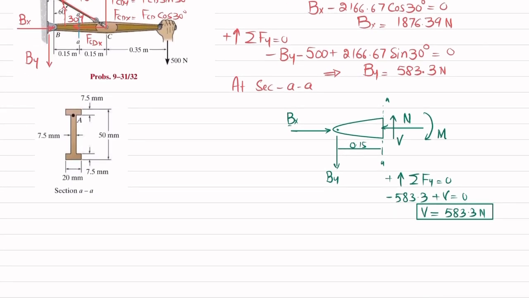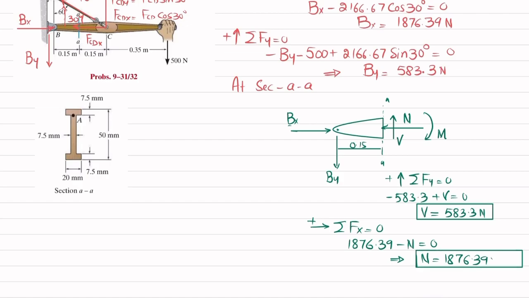Now we have this V, we can find Bx. For Bx we will apply the equation of equilibrium, that the sum of all forces along the x direction must be equal to 0, and the force in this direction is taken as positive. So Bx, which is in positive direction, is 1876.39. Clear? Minus N is equal to 0, so it means that N is also equal to 1876.39 and the unit will be Newton.